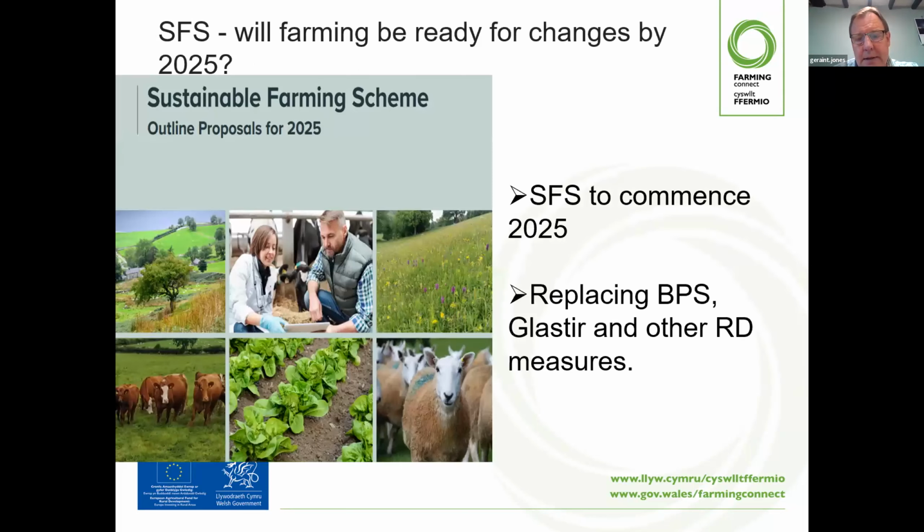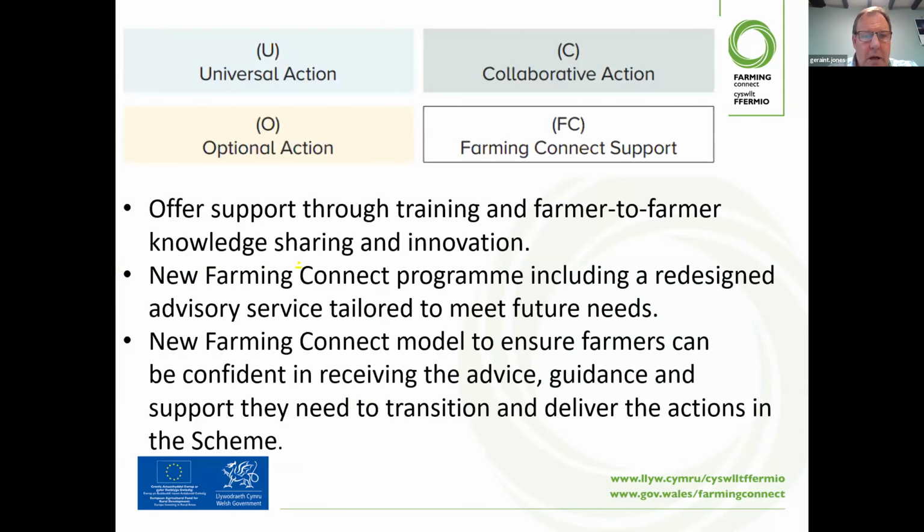So, as I said, the woodland creation scheme at the moment will be part of, and is a sort of pilot, I suppose, for the new Sustainable Farming Scheme, which is to commence in 2025, and it replaces the Basic Payment Scheme, the old Glastir Agri-Environment Scheme, and other rural development measures. As we have left Europe now, it's not European funding anymore. And the new scheme has different tiers, one of which is Farming Connect support. So another element of funding towards planning, design and advice is through Farming Connect. And we can support training from farmer to farmer, knowledge sharing and innovation.